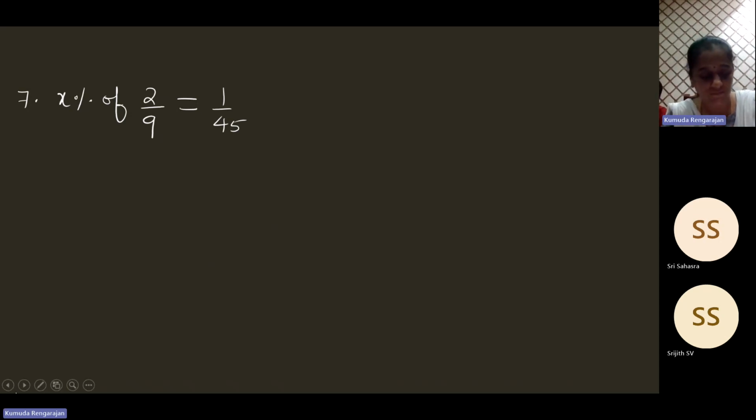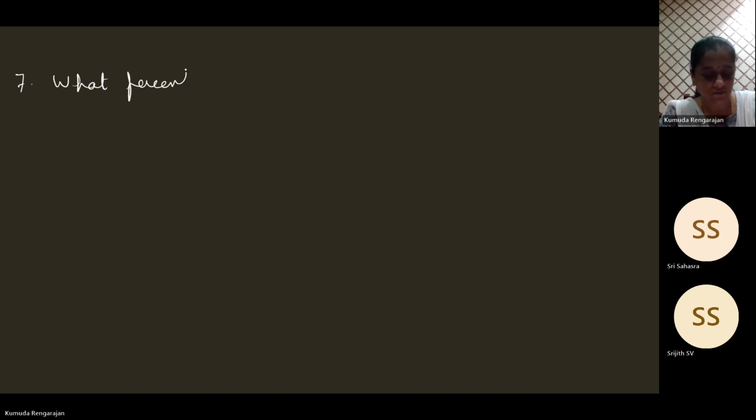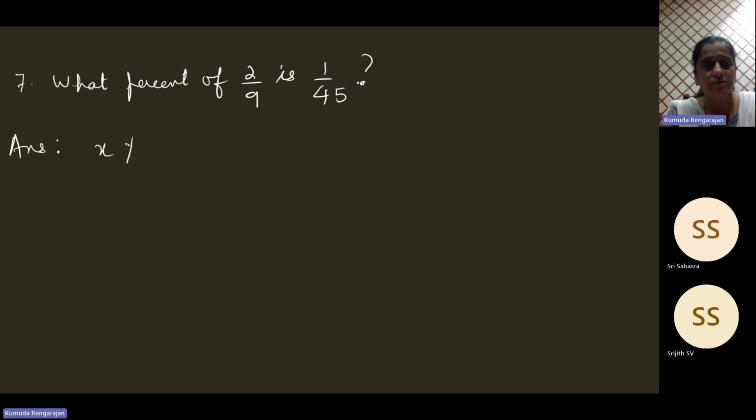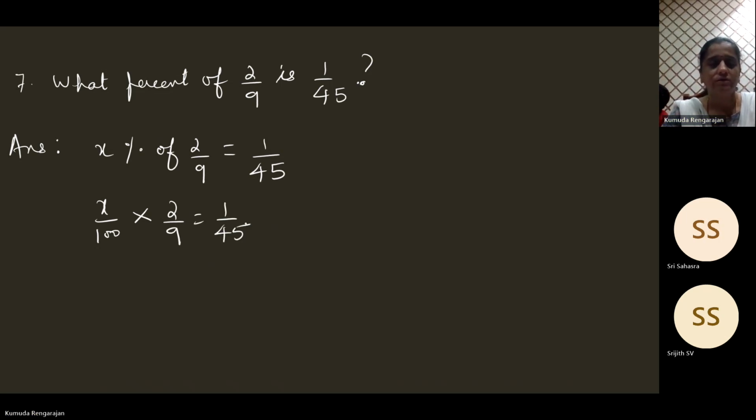You all have the question. See, what's the question? What percent of 2 by 9 is 1 by 45? So X percent of 2 by 9 is equal to 1 by 45. X percent means X by 100. Of stands for multiplication. 2 by 9 is 1 by 45. You can simplify.